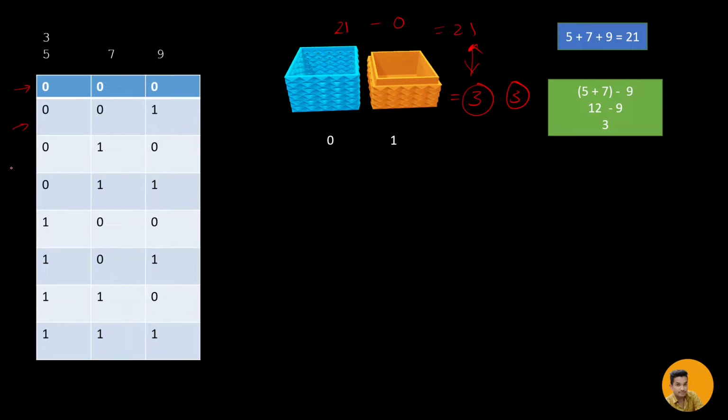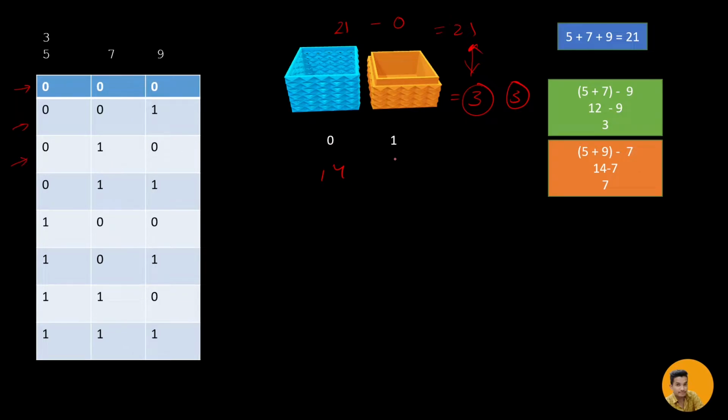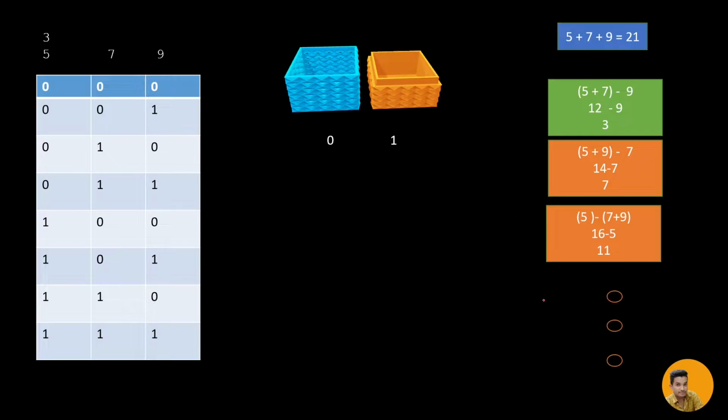Now in the next one, we will put 5 and 9 in this one. So 5 plus 9 put in this one, weight will be 14, and the 7 will be in the orange one because it is 1. So the difference will be 7, but it is not the minimum. So like this we will keep on doing this.